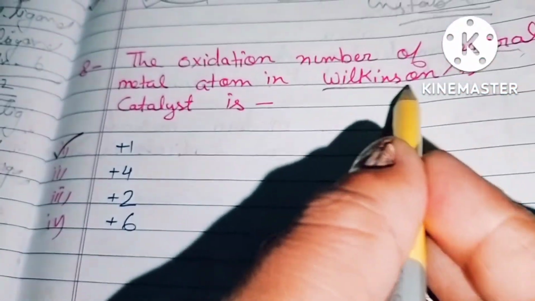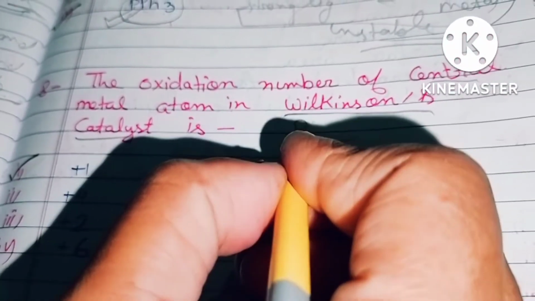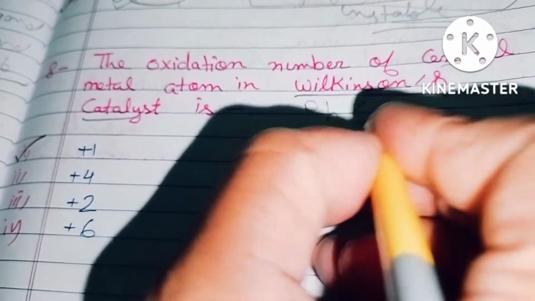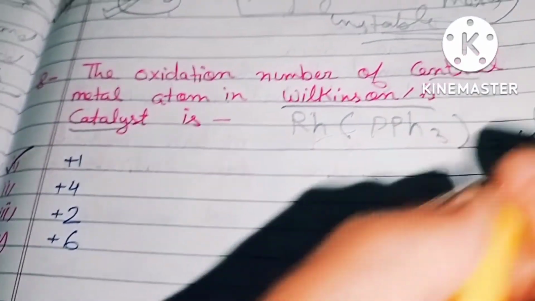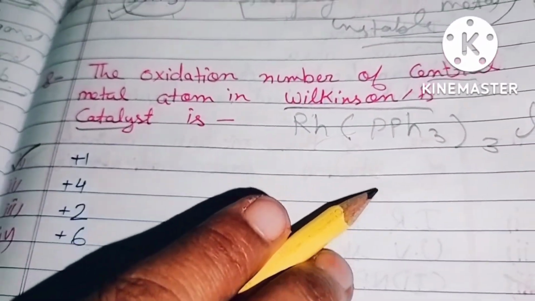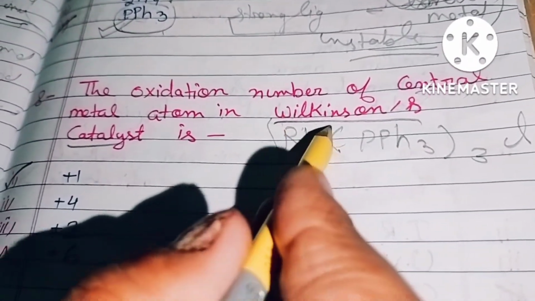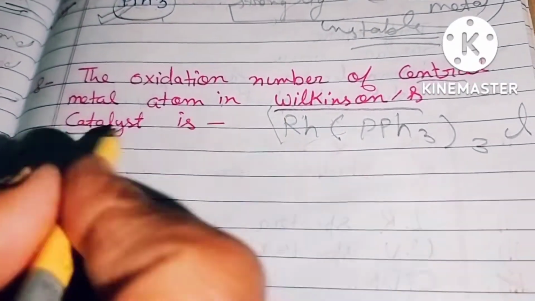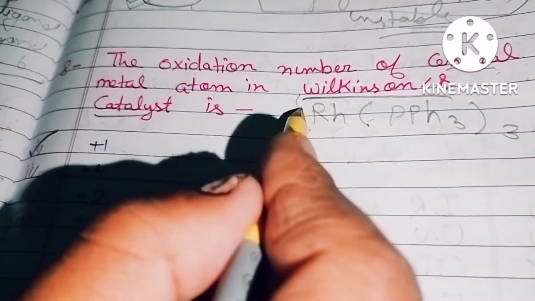We know the formula of Wilkinson's catalyst is RhCl(PPh3)3, rhodium tris(triphenylphosphine) chloride. In this compound, the central atom is Rh.